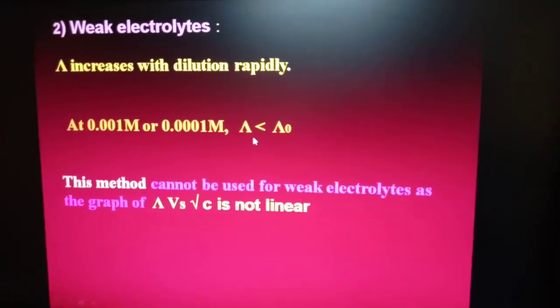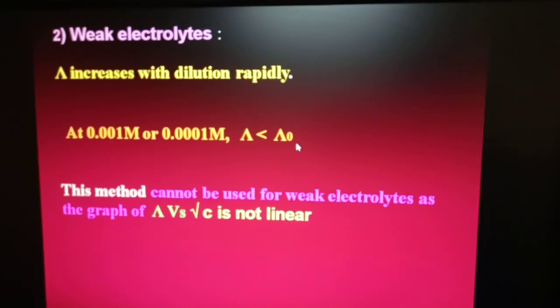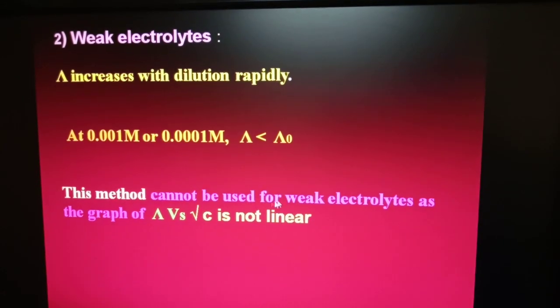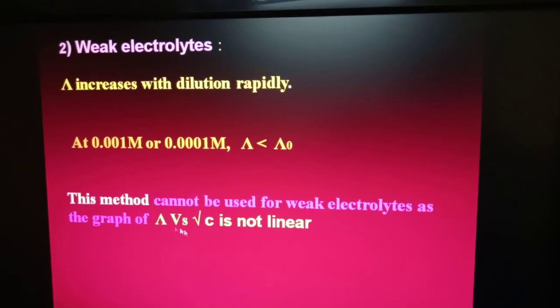For weak electrolytes, lambda increases rapidly with dilution. At 0.001 molar, lambda is less than lambda 0. Therefore, this method cannot be used for weak electrolytes as the graph of lambda versus root c is not linear.